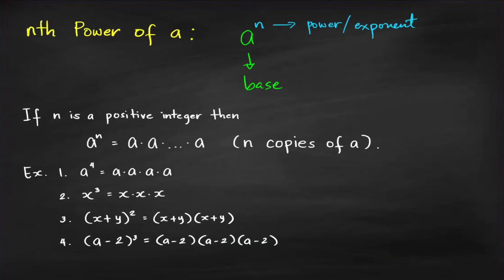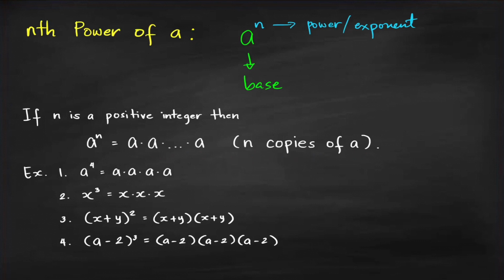The nth power of a number a is denoted by this exponential expression, a to the n. n here is called the power or exponent, and the number a is called the base of the exponential expression. If n is a positive integer, for example, n equals 1, 2, 3, 4, 5, and so on, then a to the n is defined as the product of n copies of a, or n factors of a.